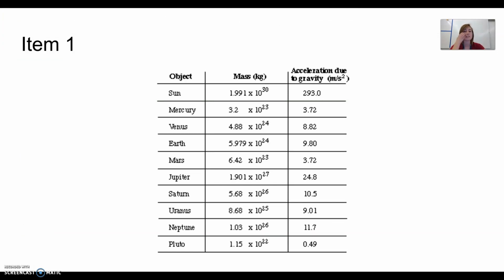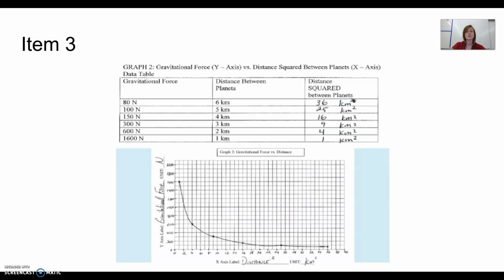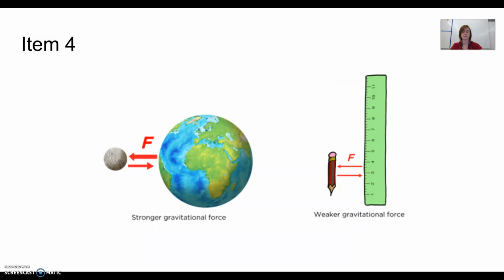Well, this is showing us that planets and stars have gravitational force, right? But that doesn't really tell us exactly everything that has gravitational force. Item 2 is showing us speed and distance. That doesn't really help us answer the question. Item 3 is showing gravity and distance. Also doesn't really help us answer the question.